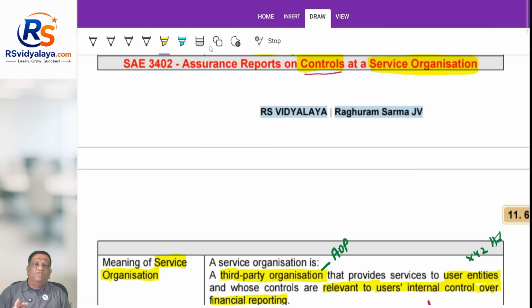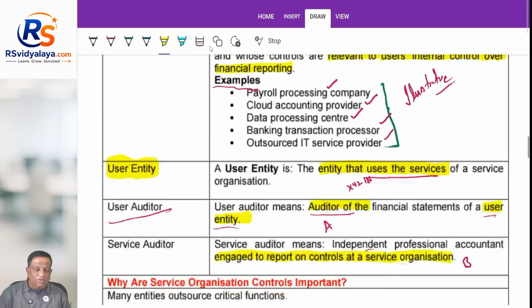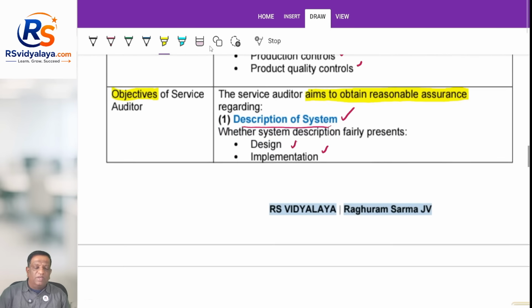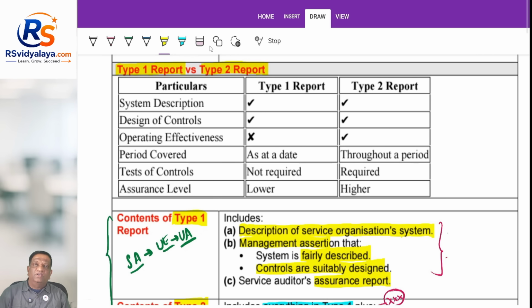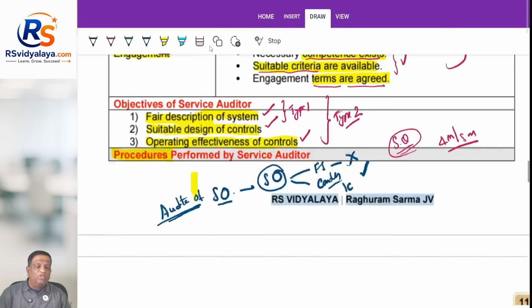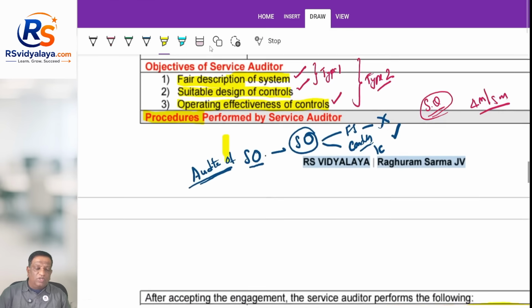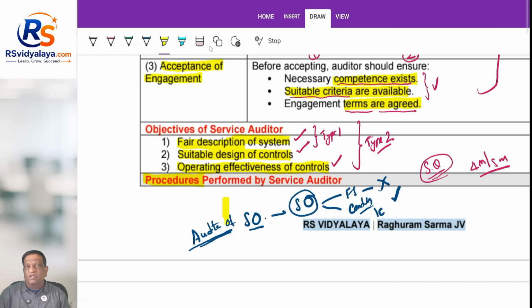And what are the two types of reports here? Type 1 and type 2. Which gives more assurance? Type 2. Why? Because apart from the design of the controls, which is included in type 1, the auditor here is also performing the test checks and giving the results, and with those results, what is his opinion? That is the operating effectiveness. So, the type 2 report would become more satisfactory for the auditor to continue. Then, what are the procedures to be performed and what are the objectives of the auditor? All those points would follow.